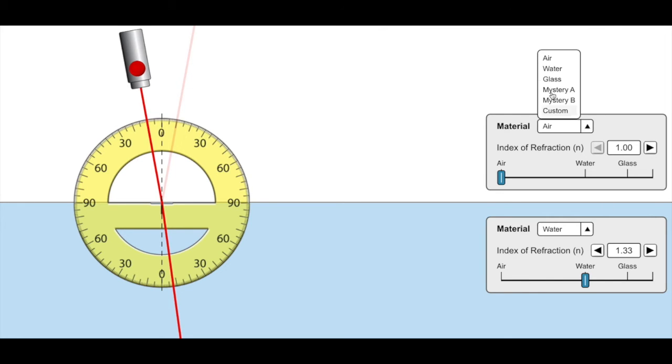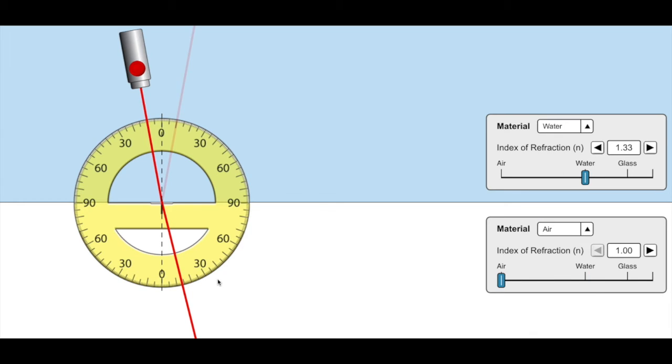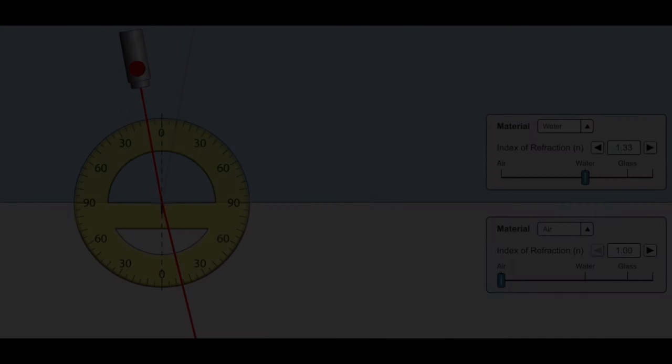Now watch what happens whenever I switch these two. It bent away from the normal. So we did this thing where we're coming out of a slower medium into a faster medium. It sped up and it bent away from the normal. So that's what I wanted you to check out with this simulation. And hopefully that gives you a little bit better understanding.